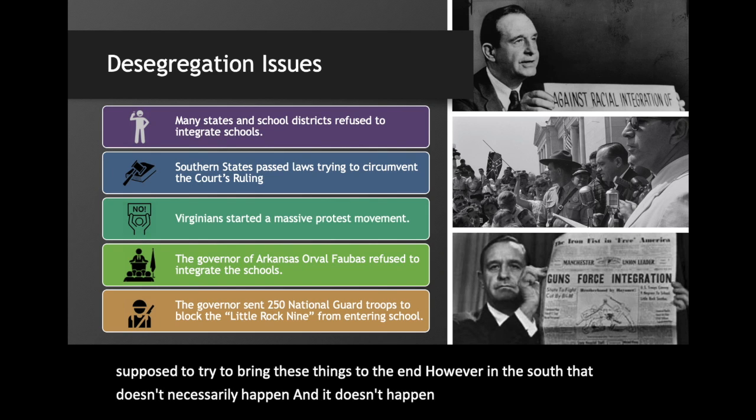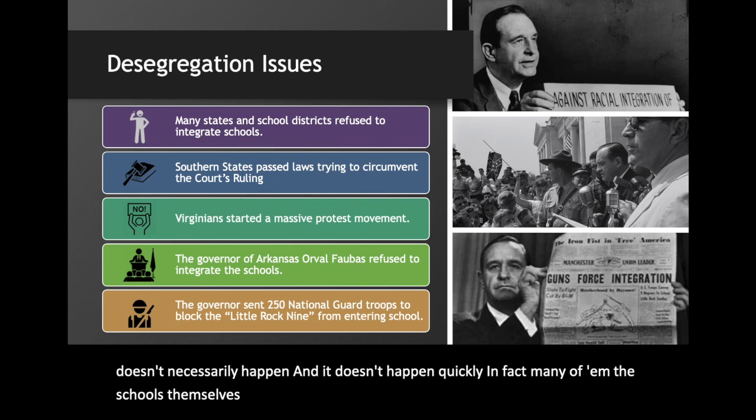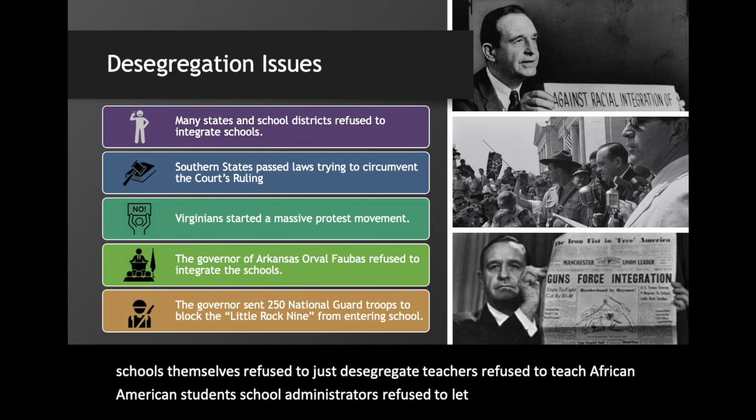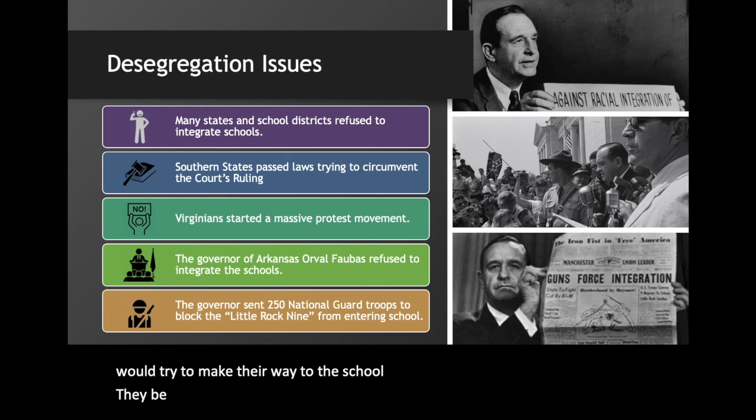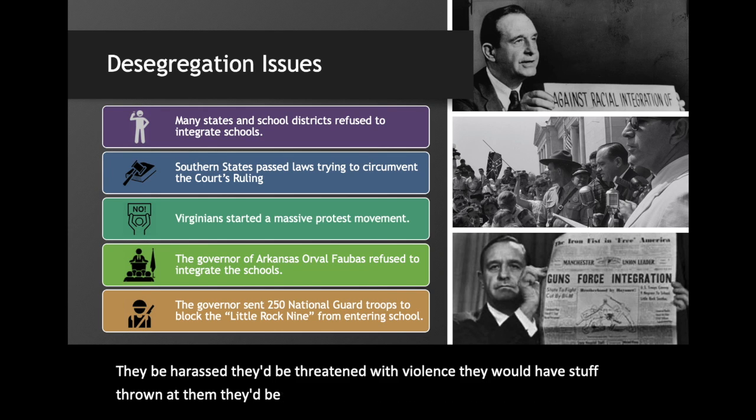In fact, many of the schools themselves refuse to desegregate. Teachers refuse to teach African American students. School administrators refuse to let African American students into the doors even. Violent protests would happen when students would try to make their way to the school. They'd be harassed. They'd be threatened with violence. They would have stuff thrown at them. They'd be terrified to even try to enter the school.